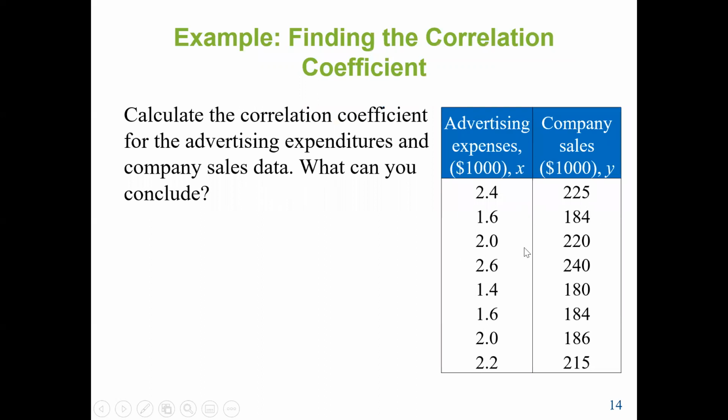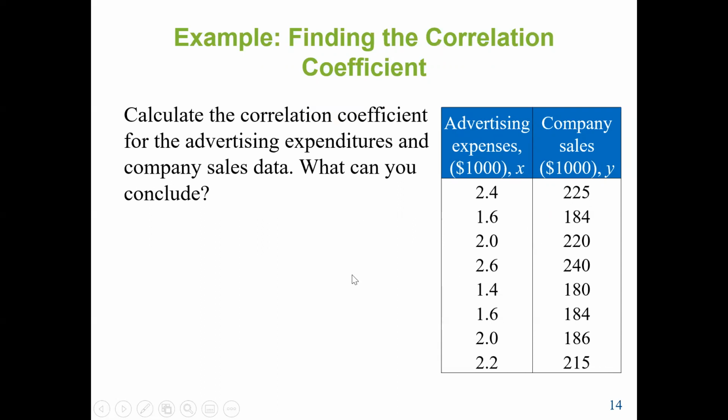So let's see an example. In this example, we are going to use the second formula. Here they say we should calculate the correlation coefficient for the advertising expenditures and company sales data. What can you conclude? Now, our goal is to find out if there's a relationship between advertising expenses and company sales or revenue that they generate. Is it possible that the more money the companies spend on advertisement, the more income or revenue they are going to generate, increasing their sales? Well, we don't know. Let's say we have this data set from previous years, on a yearly basis.